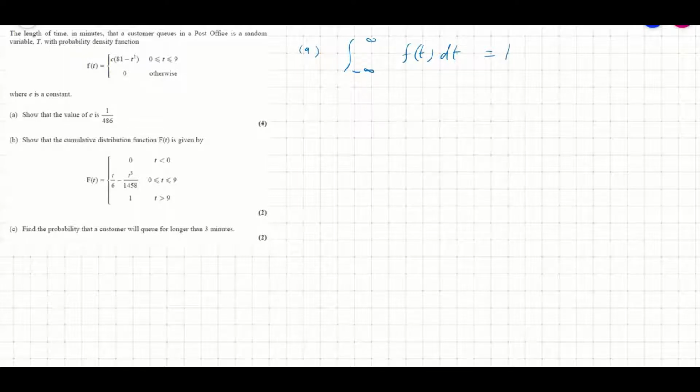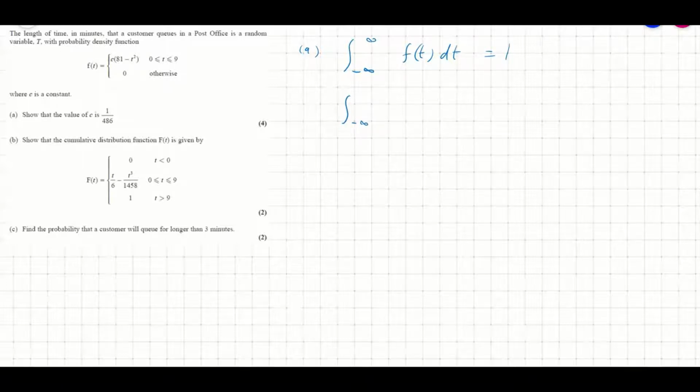Well, in this example, our f(t) is slightly complicated. It's split into different regions. There's a region less than 0 where the f(t) is 0. There's a region between 0 and 9 where we have c(81 minus t squared), and there's a region greater than 9.